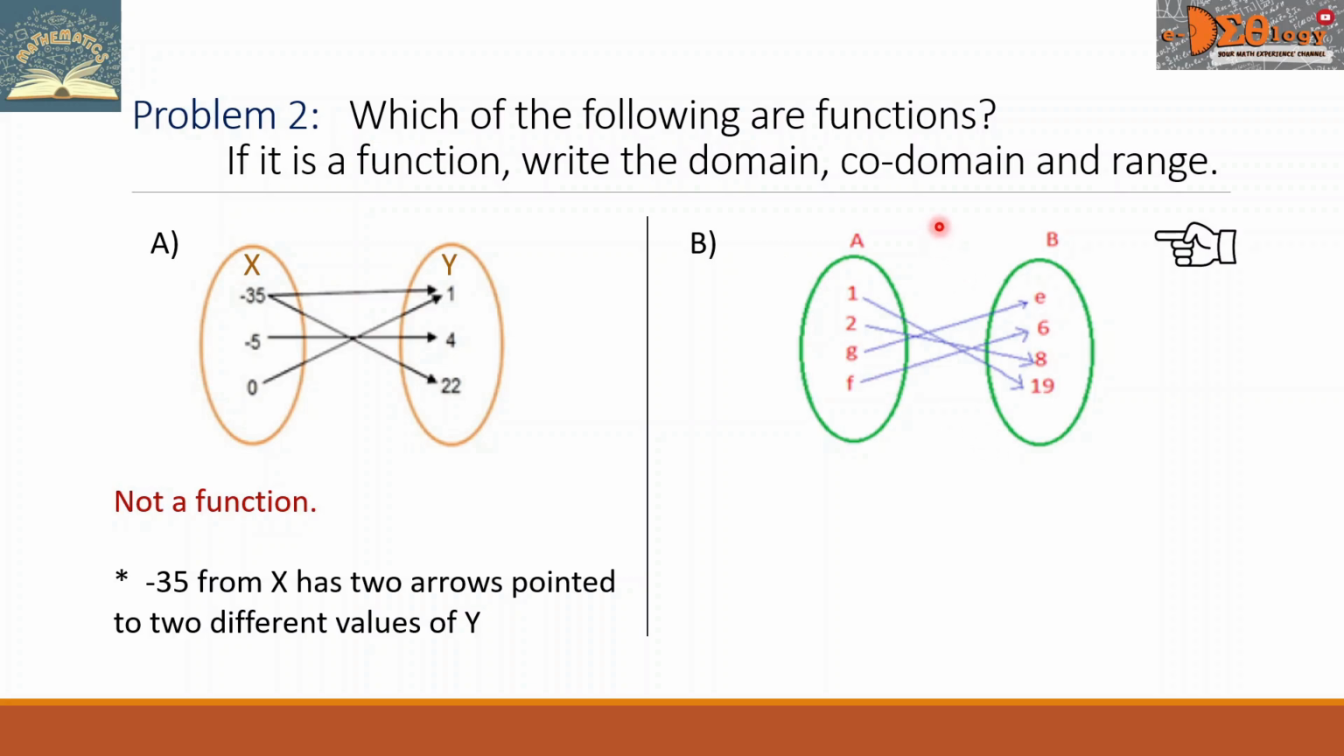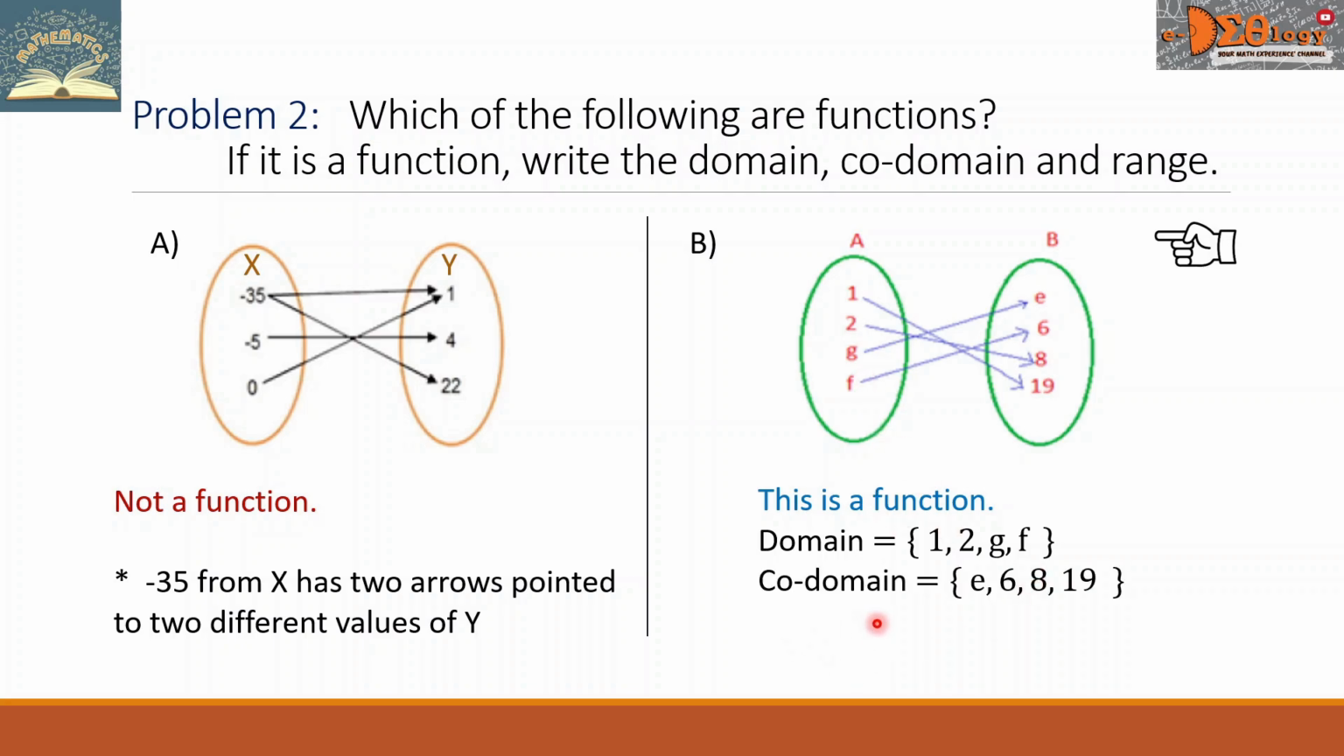Let's go to letter B. Let us observe the illustration. This is a function. For every element of A, there's an arrow pointing to an element of B. So the domain is 1, 2, g, and f. For the codomain, we have e, 6, 8, 19. That means for the codomain, we write all the elements of set B. And the range, the elements are e, 6, 8, and 19. We can see that for every element of B, there is an arrow that points into it.